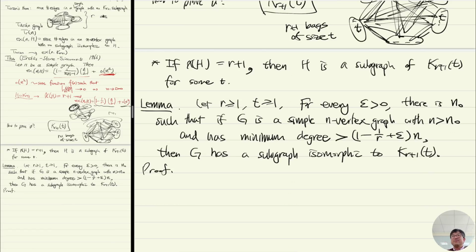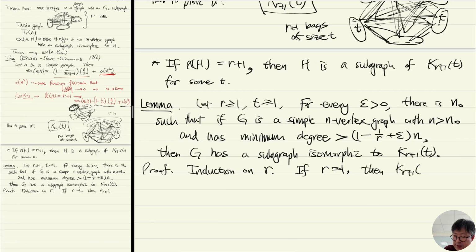Okay. So we're going to apply induction on r. So if r is 1, then K_{r+1}(t) is actually K_{t,t}. It's a complete bipartite graph. In this case, actually, it's an easy lemma. So the graph doesn't contain K_{t,t} subgraphs.